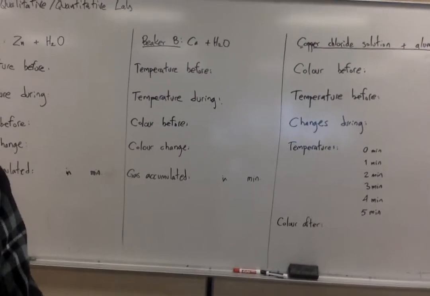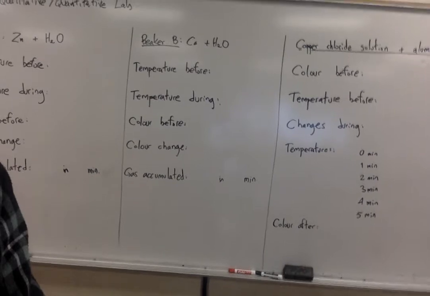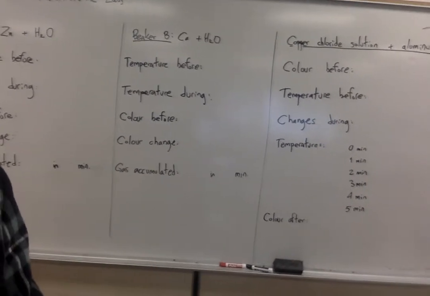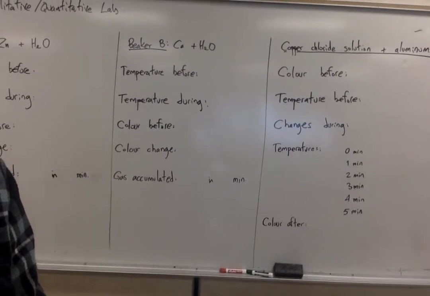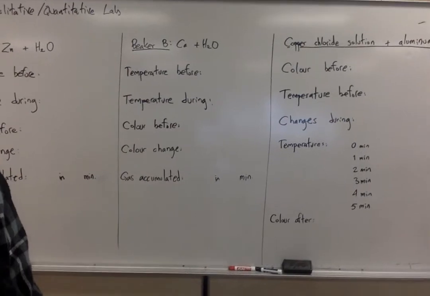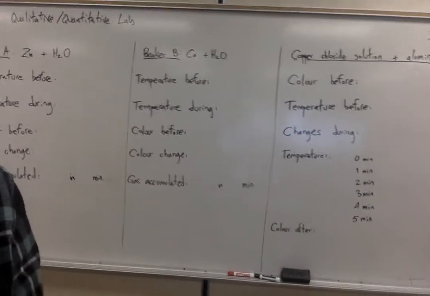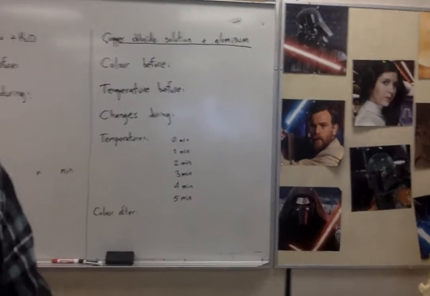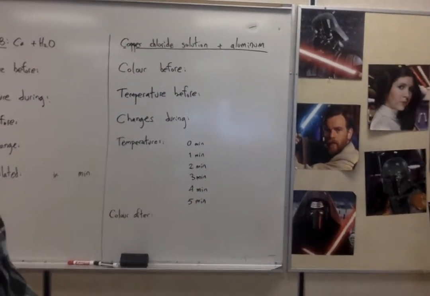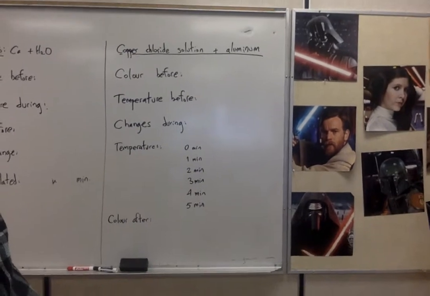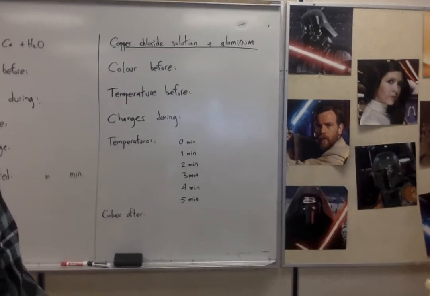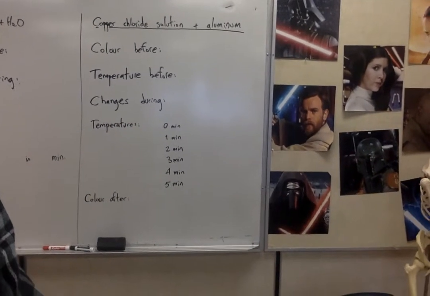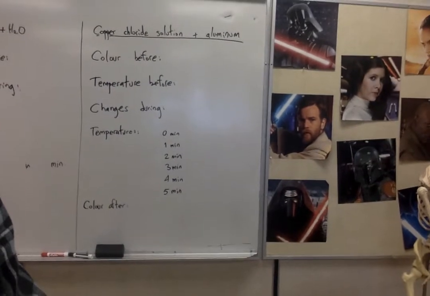In part B, I have the same kinds of results that we're going to report. Temperature before, during, color before, any color change that happens when we add the phenolphthalein, the indicator, and any gas that might accumulate. Lastly, copper chloride plus, it's in a solution plus aluminum. What's the color before? What's the temperature before? What kind of changes do we see? Maybe we could look at the relationship between temperature and time. I could make a little data table right here. And what's the color after?